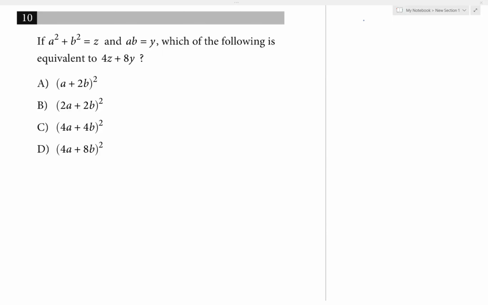Okay, question 10. If a squared plus b squared equal to z and ab equal to y, which of the following is equivalent to 4z plus 8y? Okay, so what we can begin with is we can start with a substitution here because we want to figure out what is equivalent to 4z plus 8y.